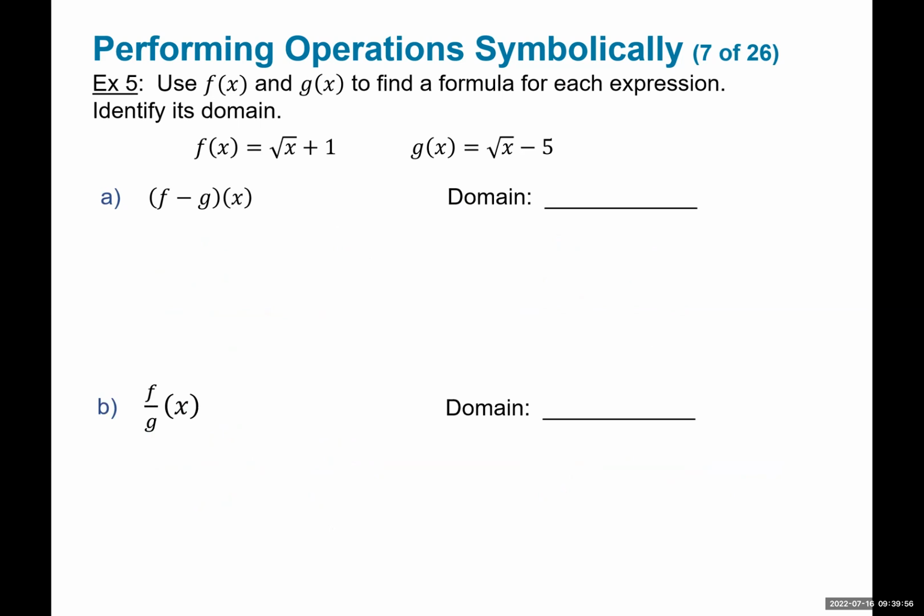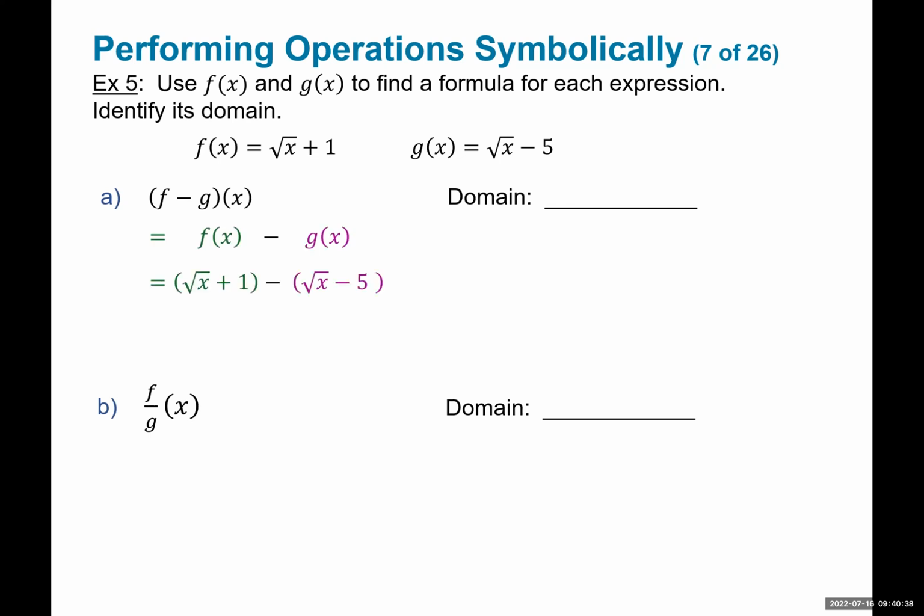Okay. Use f of x and g of x to find the formula for each expression identified as domain. So this time we are going to identify the expression together, and then we're going to define the domain. Looking at the first one, we have a square root of x. We know that when you're taking the square root of a number, our domain is all non-negative numbers, 0 and up. So that is going to be our domain for f of x and g of x. We can only substitute in non-negative numbers.